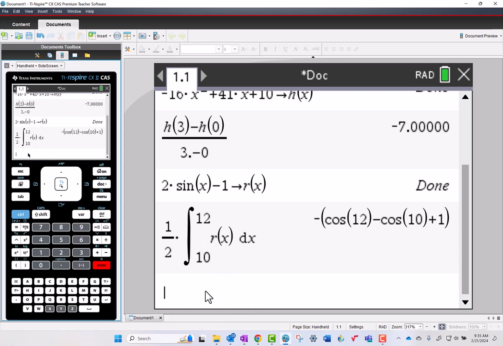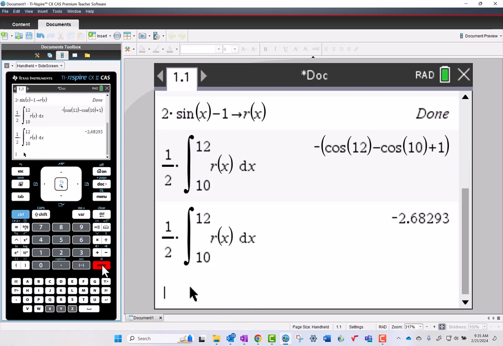Okay, will it do it from here, control enter? Let's try. Yeah, it does. Great. Okay, so negative 2.683. So we want to go 3 decimal places. So negative 2.683. Let's write that down.